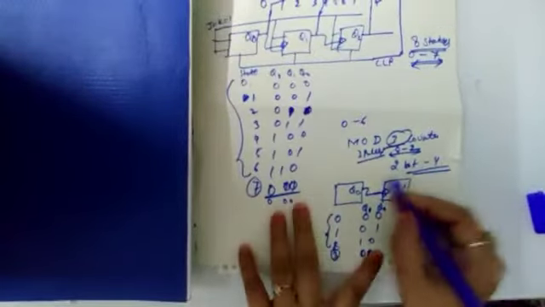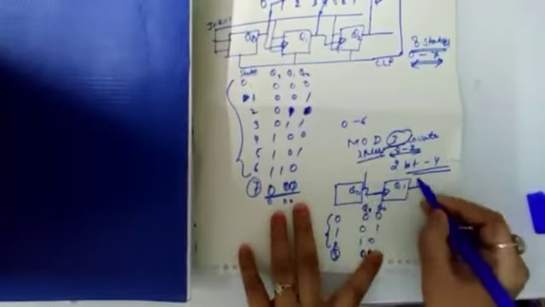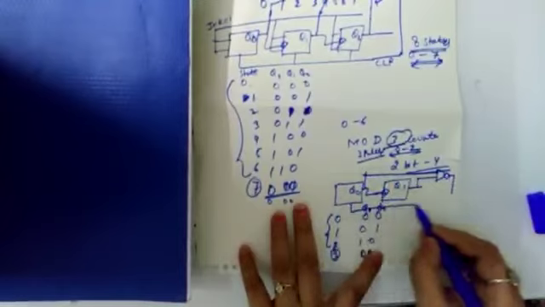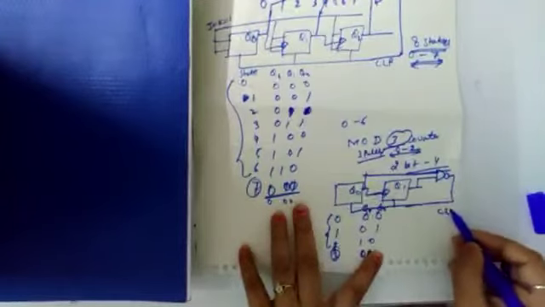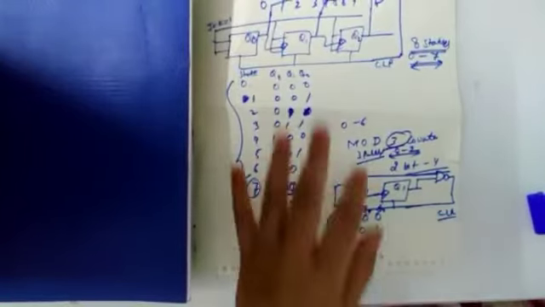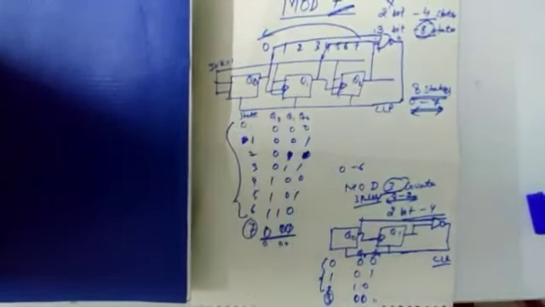To make it 0, across Q1 and Q0 we will apply a NAND gate, and this NAND gate is connected to the clear low. So you can design a mod 3 counter. So in this manner you can design a modulus counter of your desire.